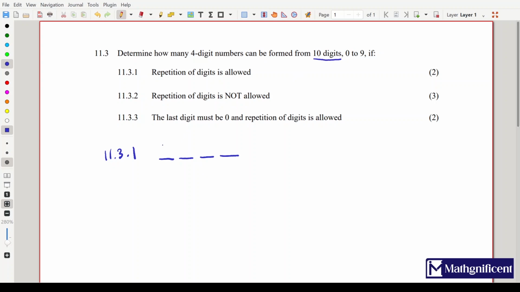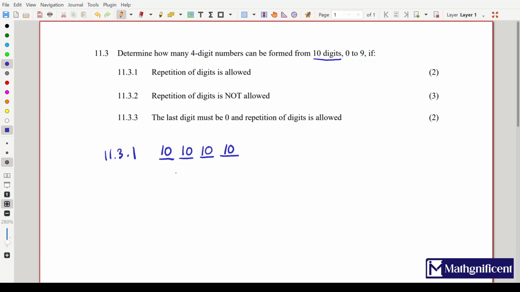Then to choose the first digit, how many choices do we have? We have 10 choices. And then to choose the second digit, even though we have chosen the first one, remember they said that repetition of digits is allowed. So it means that we still have 10 choices to choose the second digit. And when it comes to choosing the third digit, we still have 10 choices. And for the last one as well, we still have 10 choices, right?